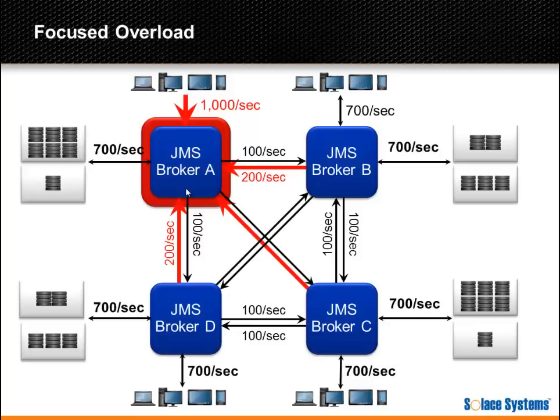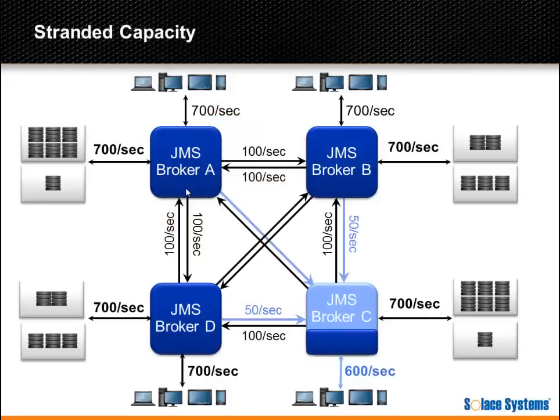This bottleneck results in degraded system performance and causes broker A to be a slow consumer to each of the other brokers, which in turn can impact their performance. And we'll talk more about slow consumers in another video. Now, to avoid this, typically people engineer their message brokers with lots of excess capacity in order to deal with such bursts. But doing this results in the third issue, stranded capacity.